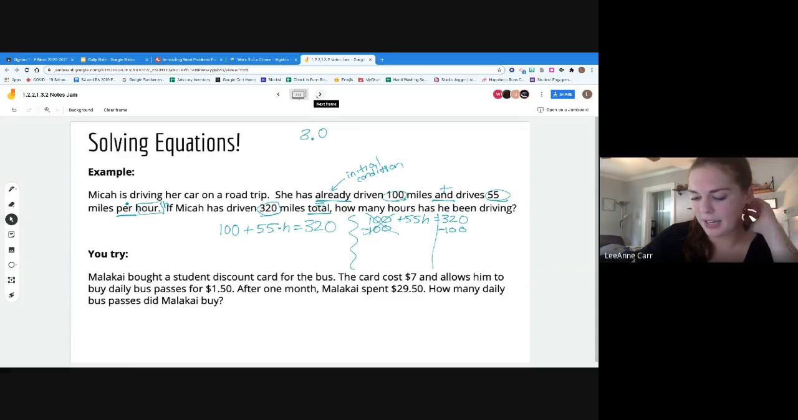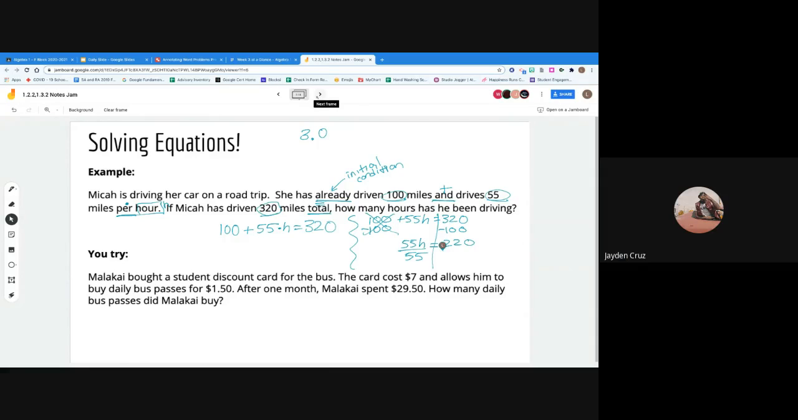All right, and now on this side, I have 55H left. On this side, when I combine those like terms, I have 220. What's my last step? Yeah, thank you in the chat. We're dividing by 55.